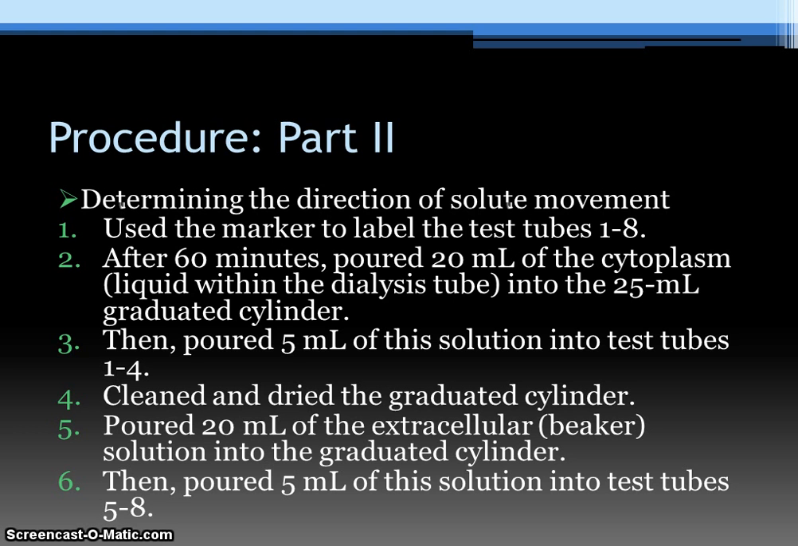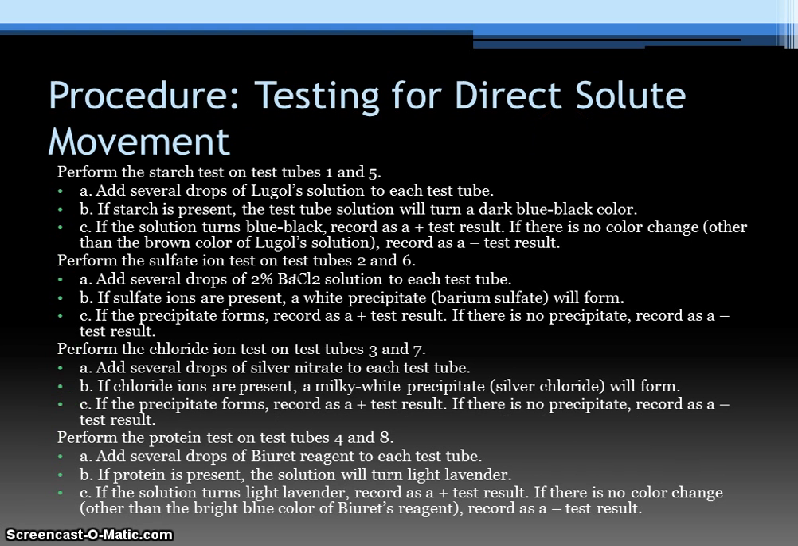Then we cleaned and dried the graduated cylinder that we used and poured 20 milliliters of the extracellular fluid, which was in the beaker, into the graduated cylinder, and poured 5 milliliters each of this solution into test tubes 5 through 8. Our last part of the procedure consisted of us testing for direct solute movement.